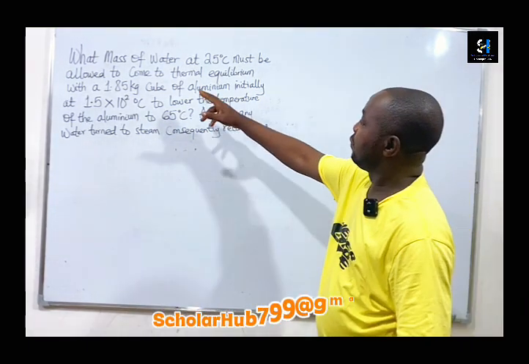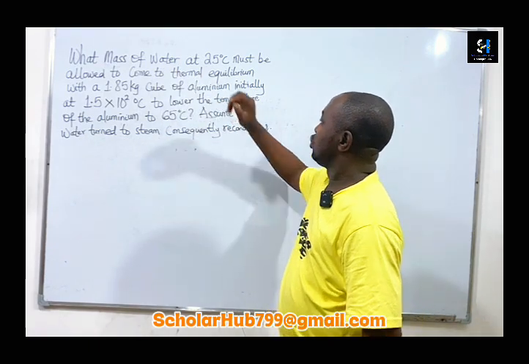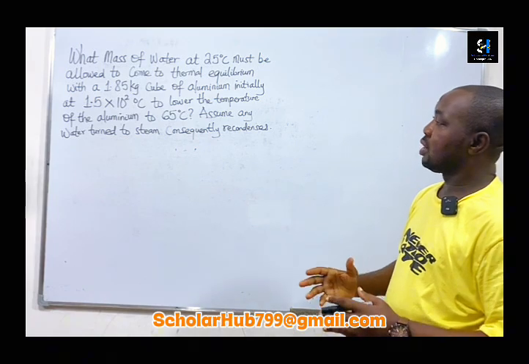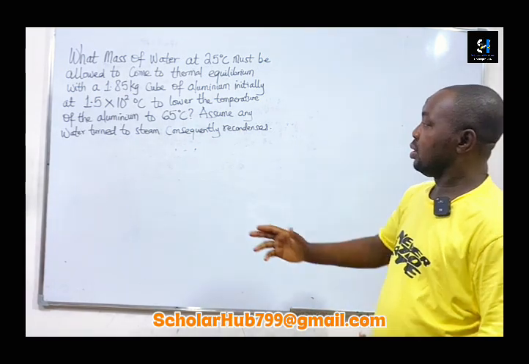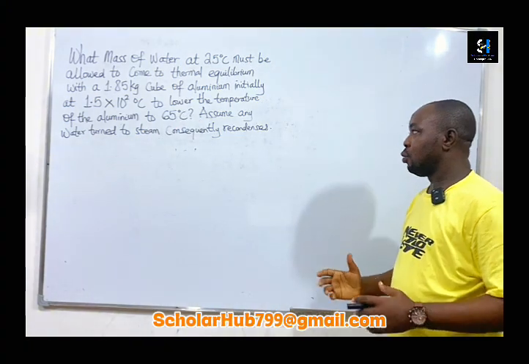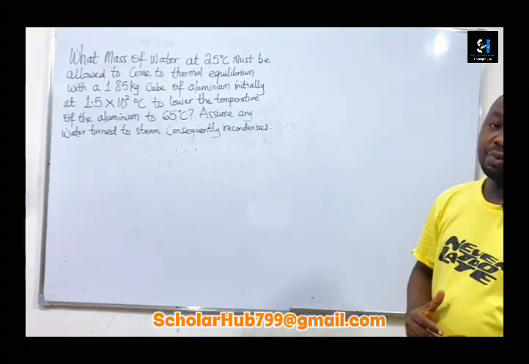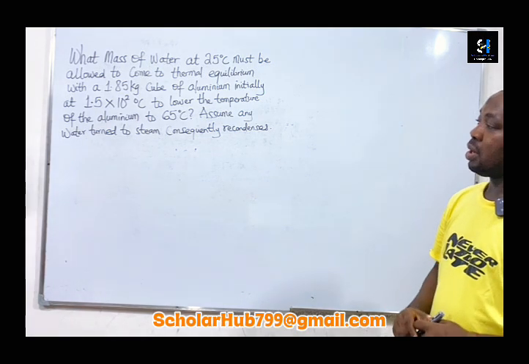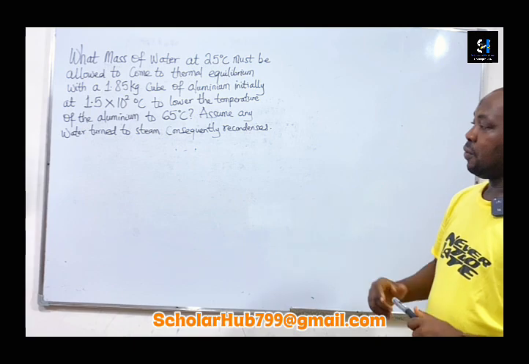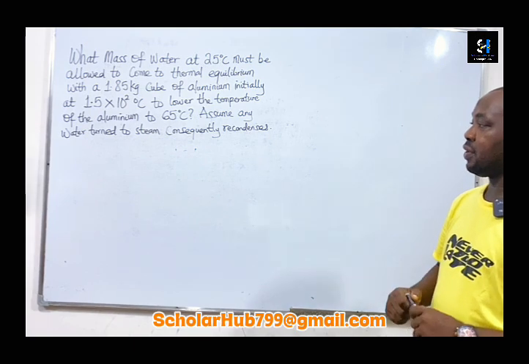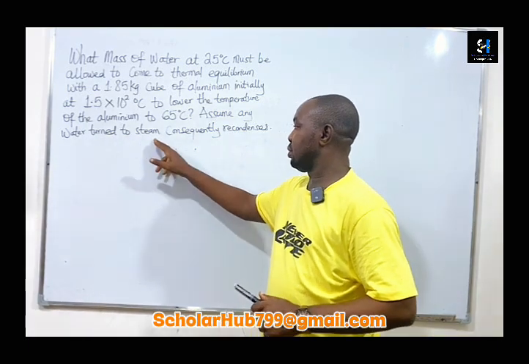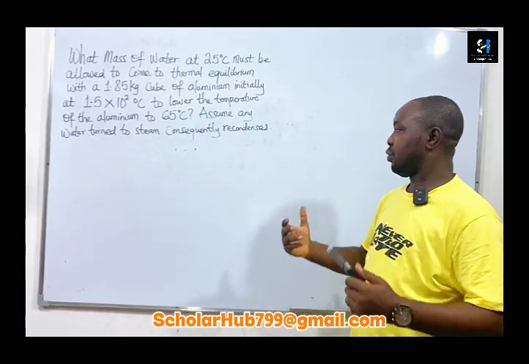What mass of water at 25 degrees Celsius must be allowed to come to thermal equilibrium with a 1.85 kilogram cube of aluminium, initially at 1.5 times 10 to the power of 2 degrees Celsius, to lower the temperature of the aluminium to 65 degrees Celsius? Assume any water turned to steam consequently recondenses.